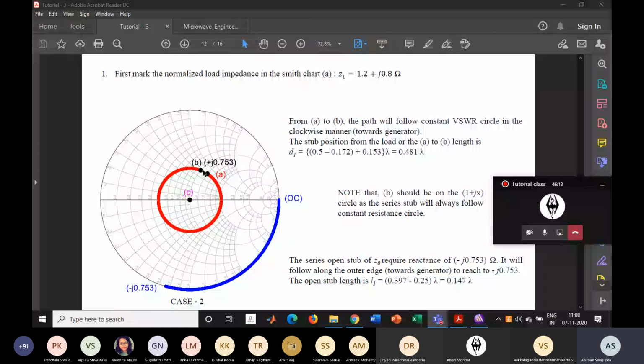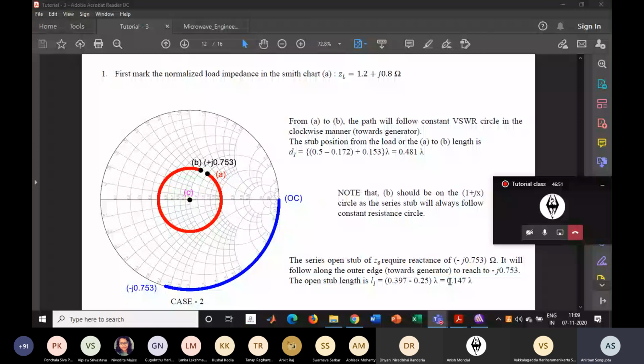Then what should be the length of the open stub to find this complex conjugate impedance of this reactance? You can calculate from the open circuit point to the minus j 0.753 point. At this point the lambda value is 0.397, and at this point it is 0.25. Just subtract that and you will find out that the length of the open stub will be 0.147 lambda.